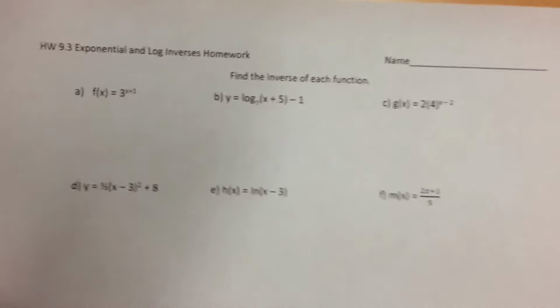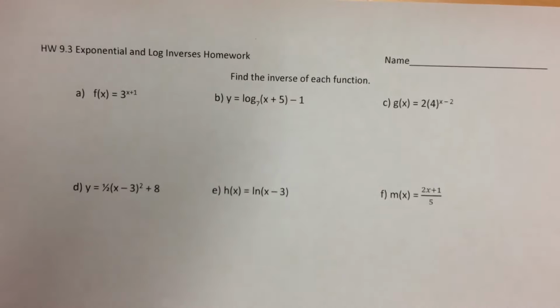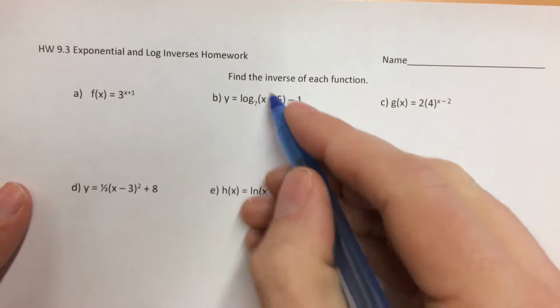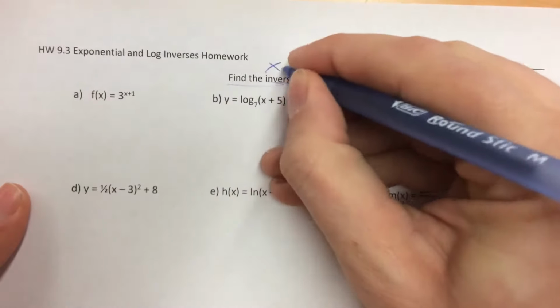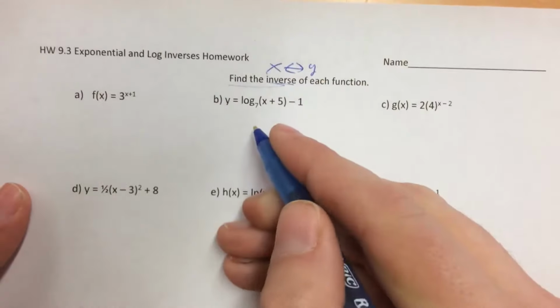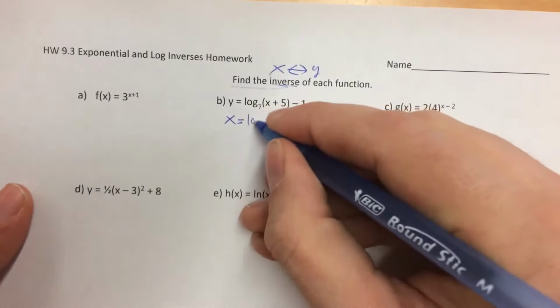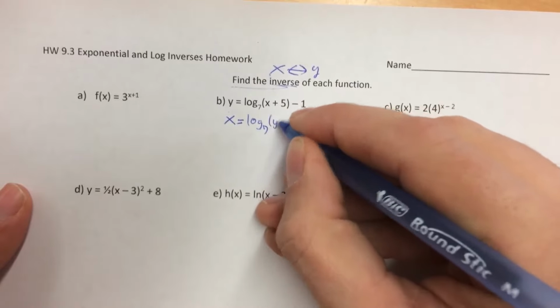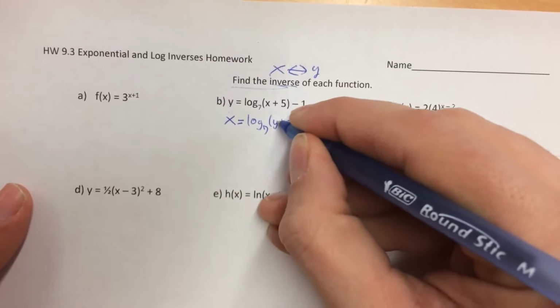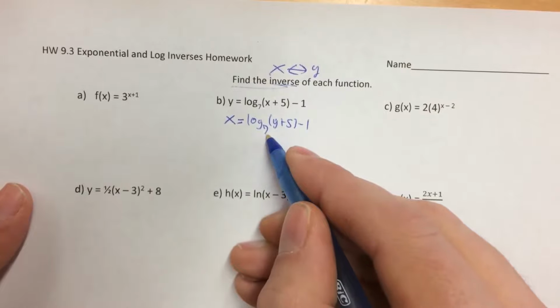All right, homework 9.3, we're finding the inverses of exponentials and logs. Do a couple of these. Remember, to find an inverse function, we switch x and y. So all we need to do here is switch the x and the y value, and then solve for y. So we're trying to get y by itself.